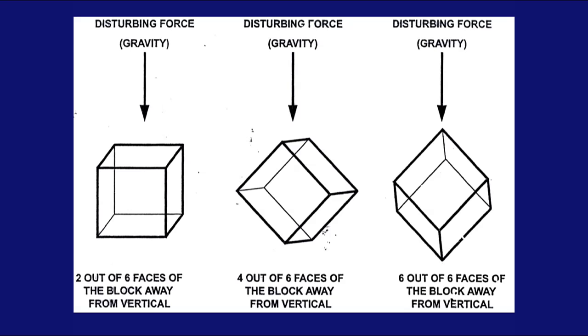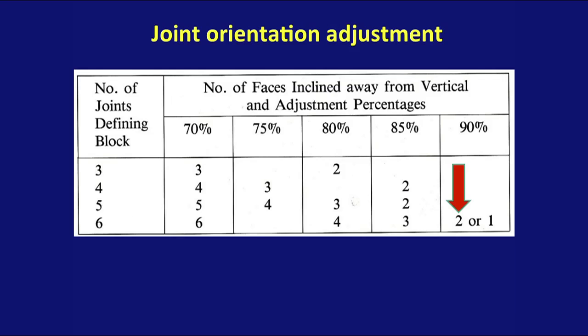Here we see the explanation for the joint orientation adjustments. In the first picture, you see 2 out of 6 faces away from the vertical. The second one is 4 out of 6, and the third one is 6 out of 6. Here are the joint orientation adjustments, so you can see that for our example, our rock mass, we have 2 joint faces that are away from the vertical. Those are the 2 horizontal faces, the top and the bottom of the blocks. You can see I've highlighted it there in the slide, and the adjustment then is 90%.